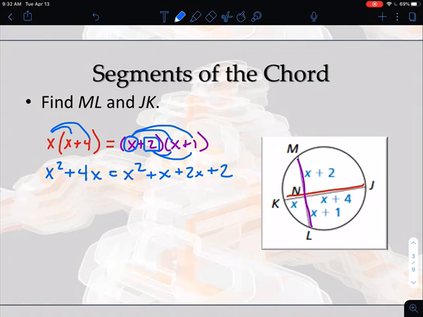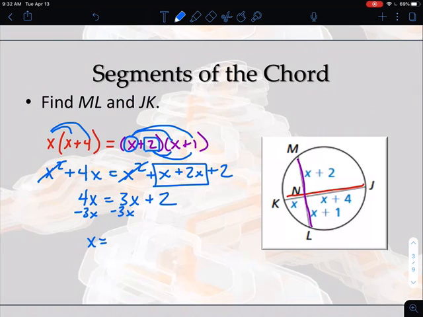So as I look at this, notice how there's an X squared on either side of the equation. So right away, I'm going to go ahead and cross those out. So the X squareds are going to cancel each other out. I don't need to worry about those at all. That means on the left side, I have 4X. On the right side, X plus 2X becomes 3X. And then I just have my plus 2 at the end. And so now if I subtract 3X from both sides, I get X is equal to 2, which is not my answer. That is the first step in my answer, but I need to find ML and JK.